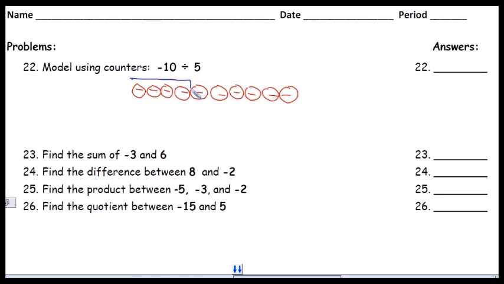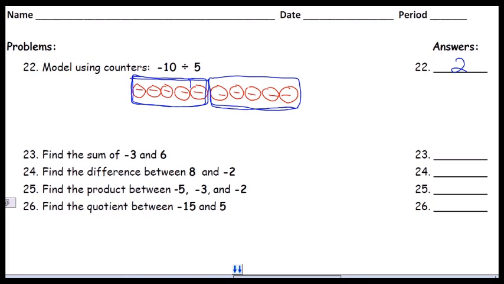So here's my first group of 5. And then the next group of 5 is going to be over here. So how many groups do I have? I have 2 groups of 5. So -10 divided by 5 is 2. You cannot have negative groups. It's just 2 groups. Okay?